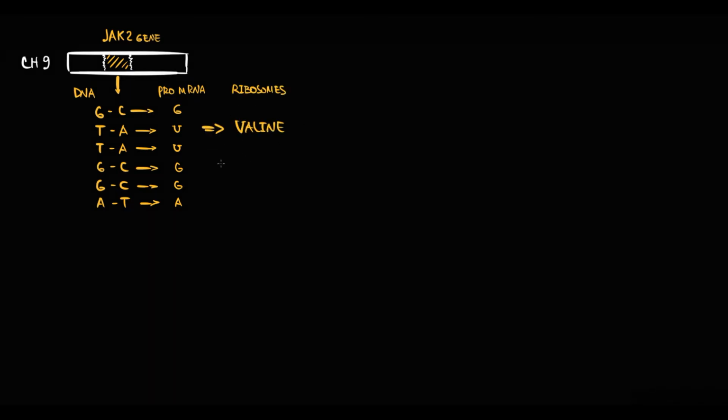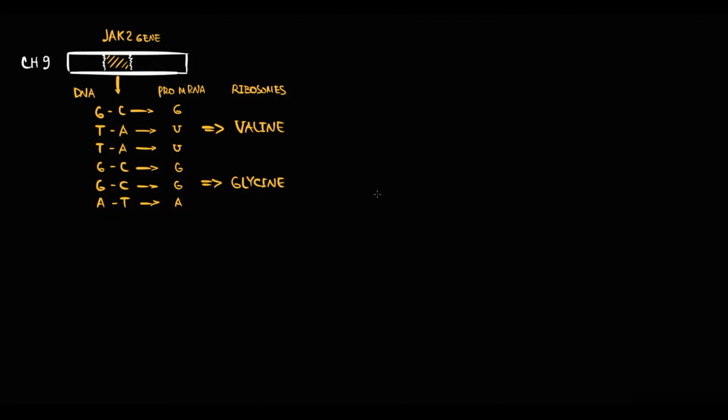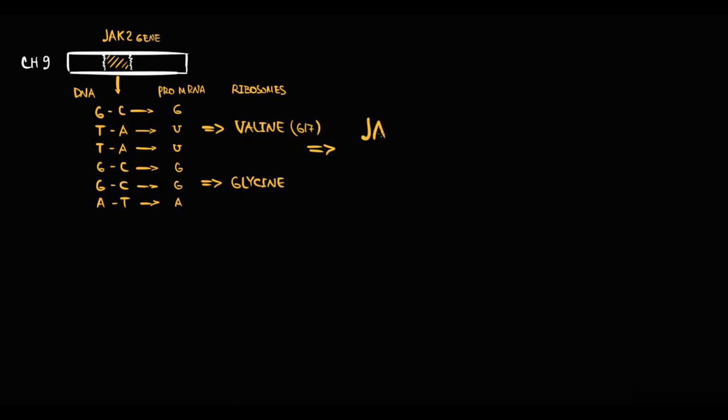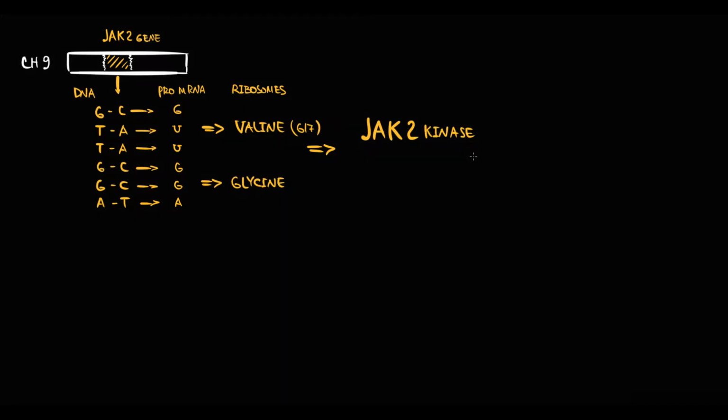Ribosomes read the messenger RNA molecule in codons and include the amino acid complementary to that codon. In this case, it's valine and glycine. And valine here is located at the 617 position. A particular amount of amino acids form a protein. In our case, this protein is JAK2 kinase.